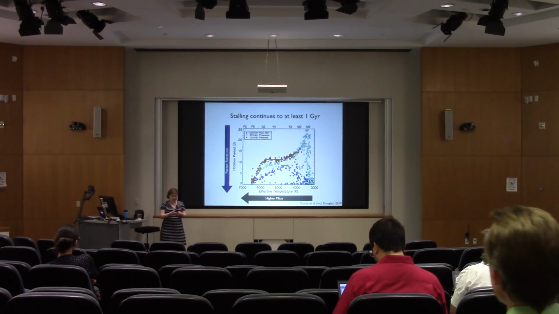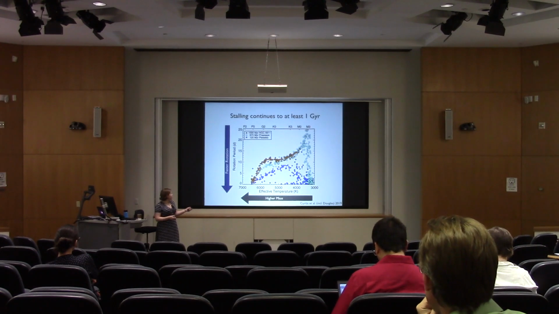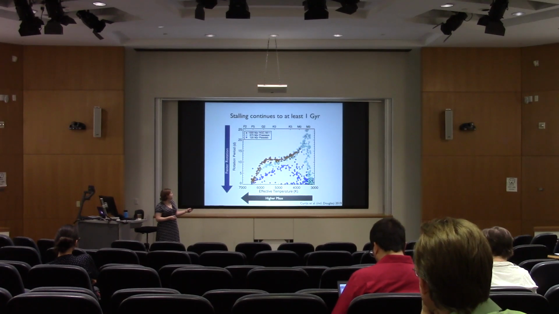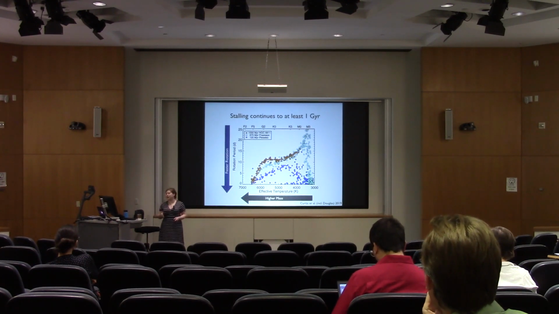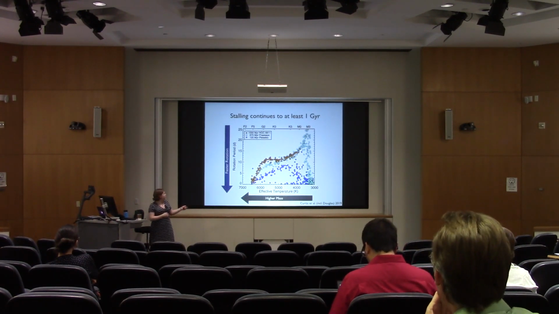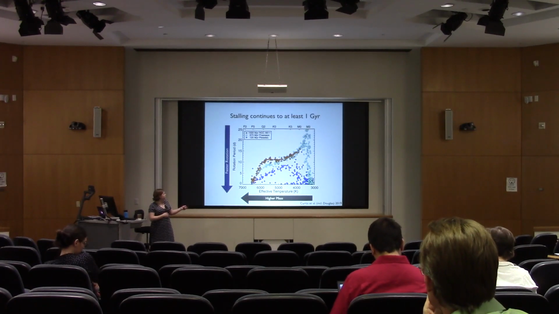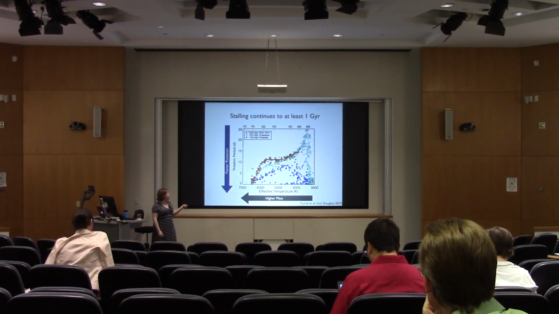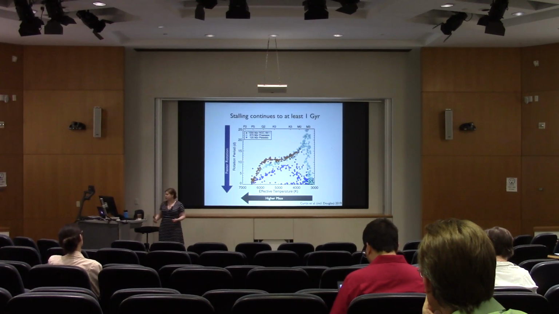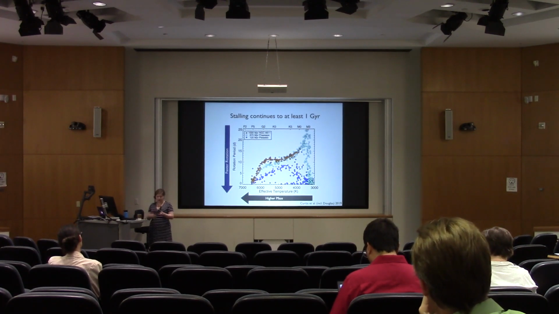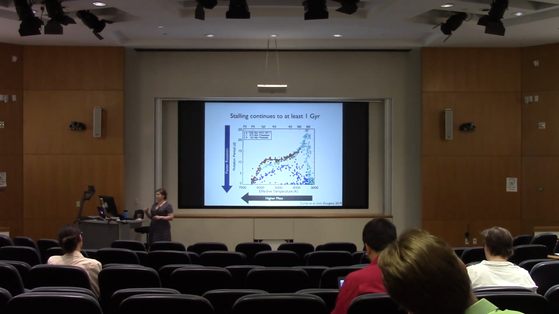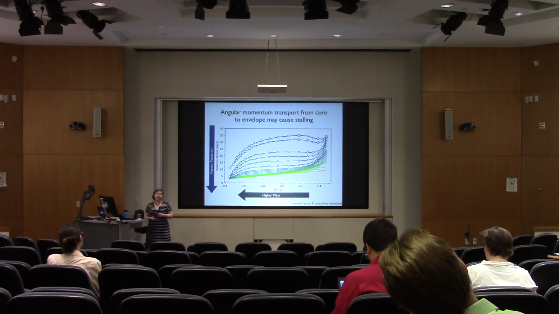And this stalling continues for at least a gigayear. Here, dark blue is the Pleiades, the cyan is Praesepe, and the orange points are NGC 6811, with a new extension down to about M0. Again, the solar type stars are continuing to evolve. They're continuing to follow the Skumanich law just like we expect. But the K and early M type stars aren't really evolving at all. Something is causing them to stop evolving. What we think that is, is internal angular momentum transport.